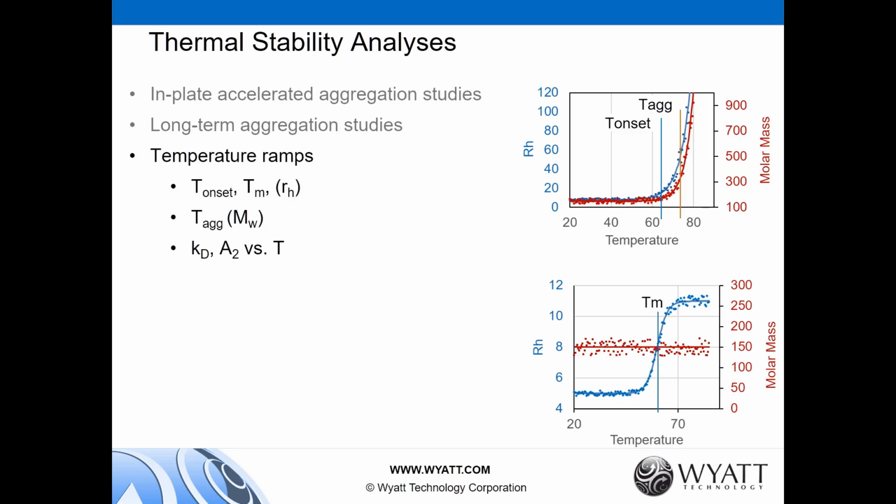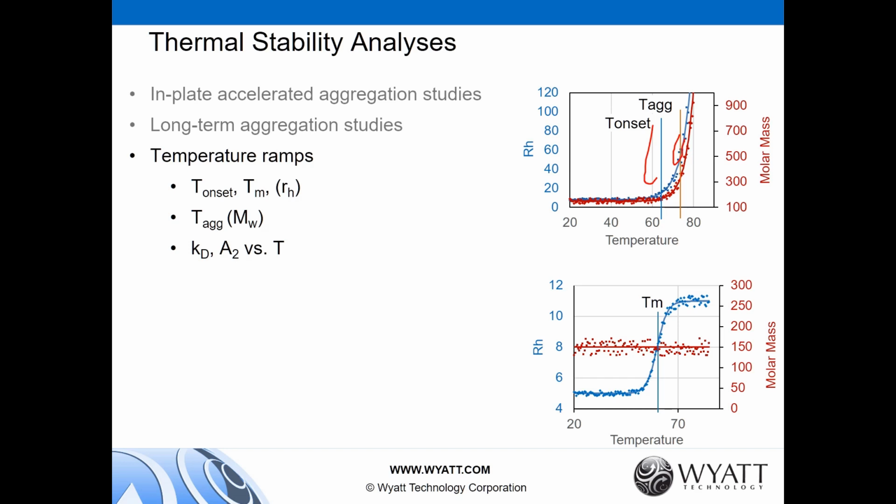You can also do temperature ramps to look at the onset temperatures. So we utilize T-onset to signify a change in size measured by dynamic light scattering, and T-aggregation to indicate a change in molecular weight using static light scattering. And so we can measure these simultaneously. That's shown in the upper graph. And so here you have the value of T-onset and the value of T-ag for this particular monoclonal antibody.